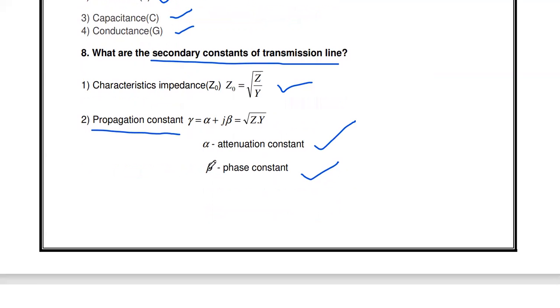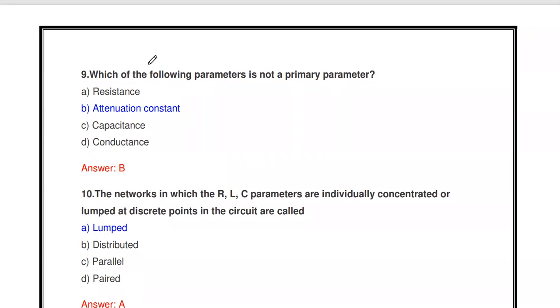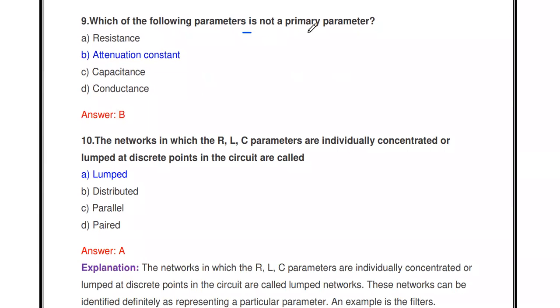Okay, so using this, we are going to see the multiple choice questions. Which of the following parameters is not a primary parameter? Resistance, attenuation constant, capacitance, conductance. Resistance is a primary parameter, capacitance is a primary parameter, conductance is a primary parameter. The attenuation constant is not a primary parameter.